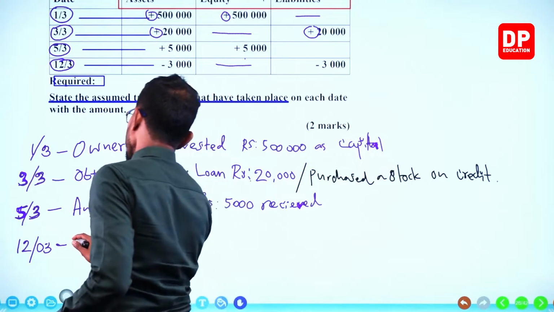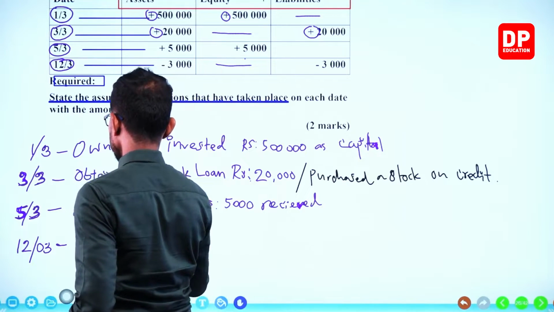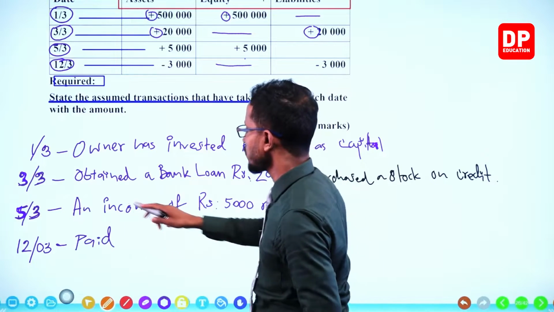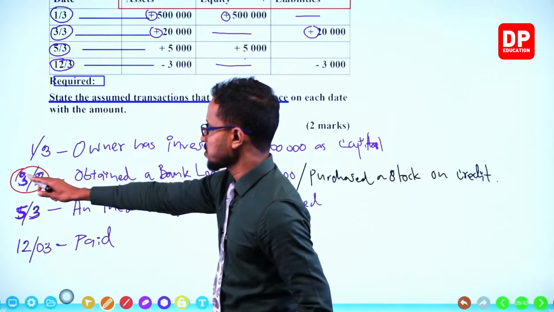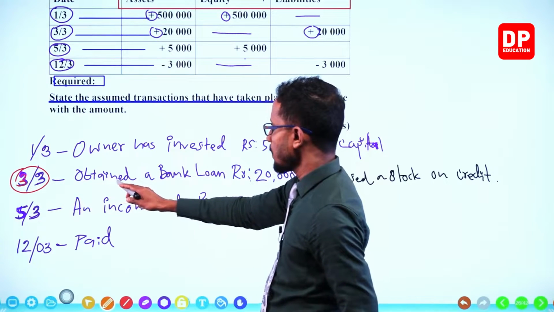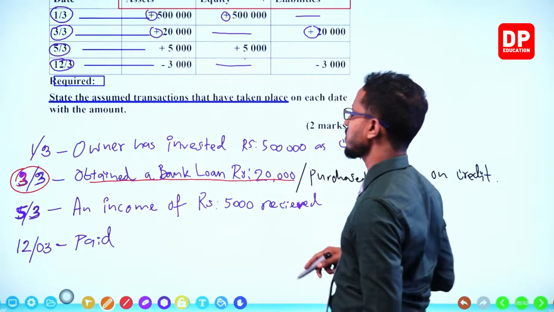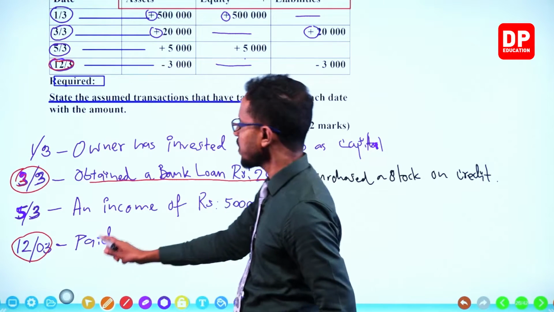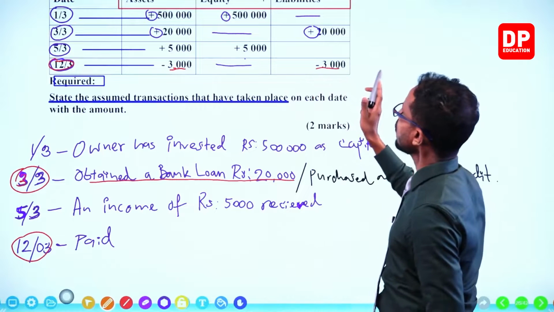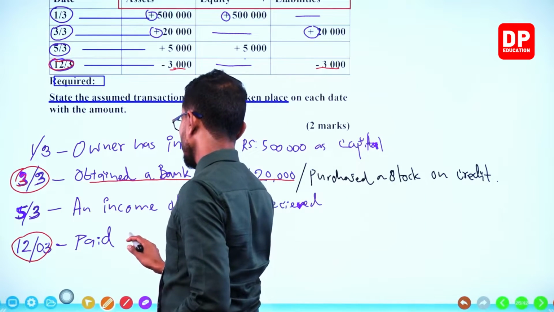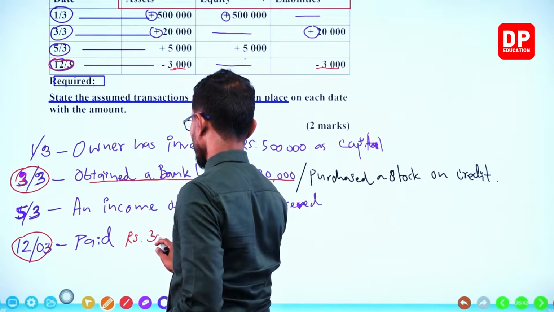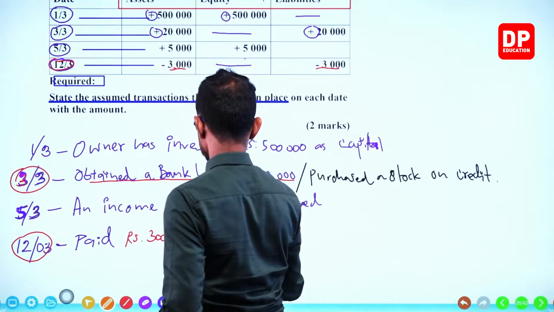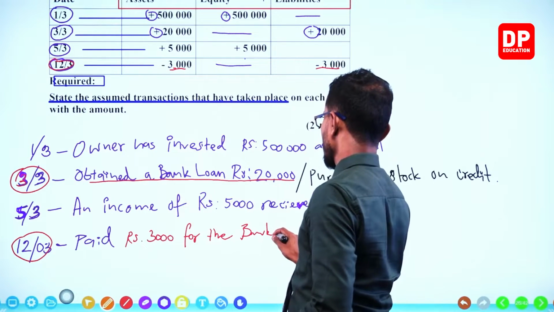You can write paid a part of the bank loan, because we wrote the bank loan story right here. For the third transaction, March 3rd, we wrote obtained a bank loan of 20,000. Now this can be the last one. 12th March can be paying 3,000 out of the bank loan to settle. Paid rupees 3,000 for the bank loan. Got it?